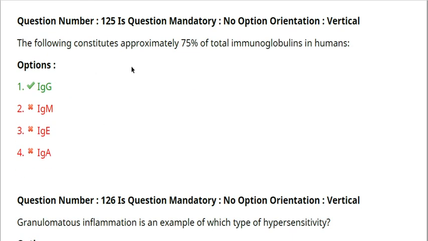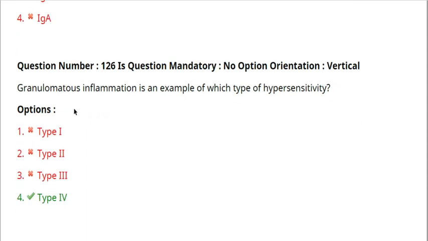Next, which of the following constitutes approximately 75% of total immunoglobulin in humans? It includes your IgG. Granulomatous inflammation is an example of type 4, whereas examples of type 1 include your anaphylactic reaction and drug allergies. Examples of type 2 include your hemolytic disease of the newborn and blood transfusion reaction, that is red blood cell destruction.